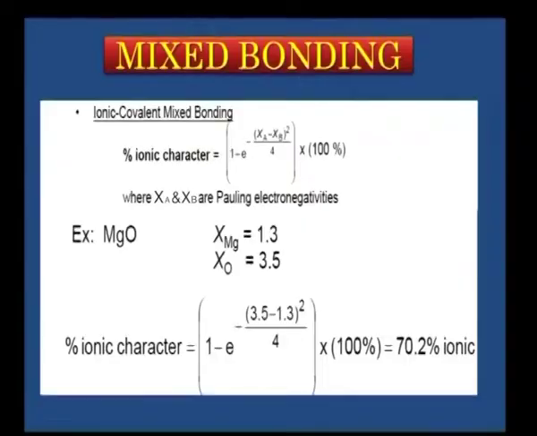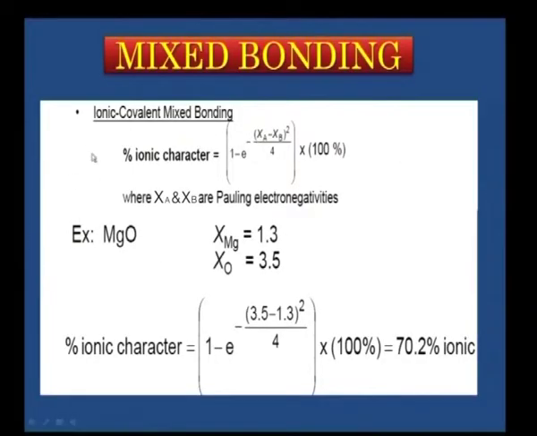ionic character. The percentage of ionic character, as I told you, will be given in terms of x_A and x_B. What are x_A and x_B? They are the electronegativity values of the two atoms A and B. What are A and B? A is gallium and B is arsenic. You take a binary compound like gallium arsenide, x_A refers to the electronegativity value of gallium, x_B refers to the electronegativity value of arsenic. Using this expression, you can determine the percentage of ionic character. So x_A and x_B are the Pauling electronegativities. Electronegativity is given in the Pauling scale.